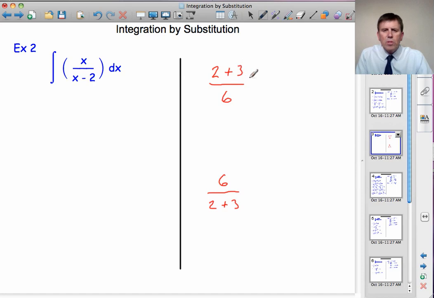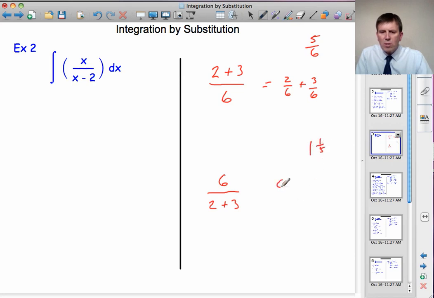Well, 2 plus 3 over 6 is 5/6. But that is exactly the same as 2/6 plus 3/6. So we can split something like this by just dividing each term on the top by this single denominator. 2/6 plus 3/6 is equal to 5/6. This, on the other hand, is more complicated. 6 over 5 is 1 1/5.